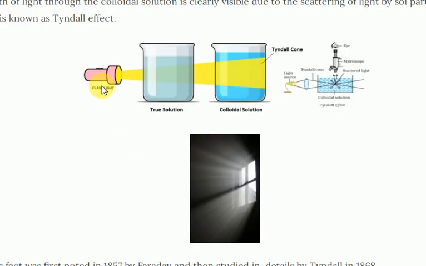Okay, students, look at it. Look at this torch light. When I pass light, what happens? Through a true solution, we cannot see any scattering of light. When you come to a colloidal solution, you can see very clearly the path of light travelling. The path of light is travelling only.